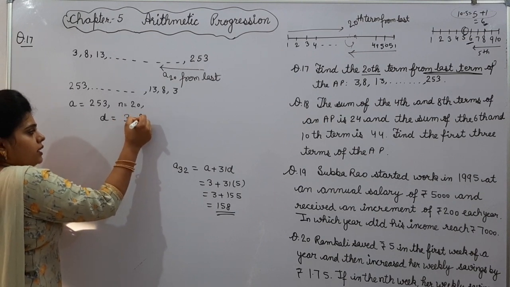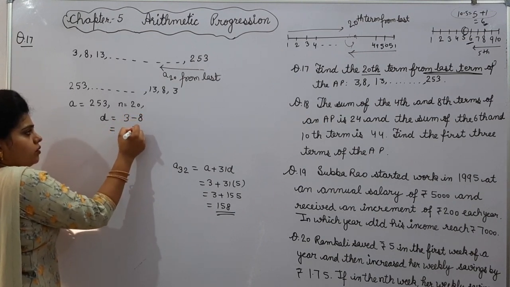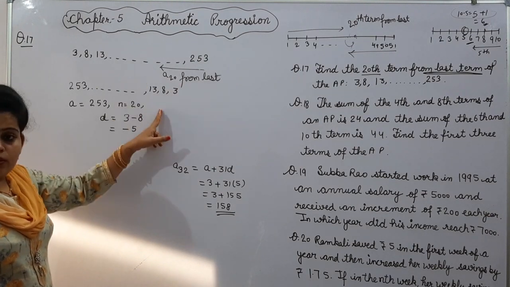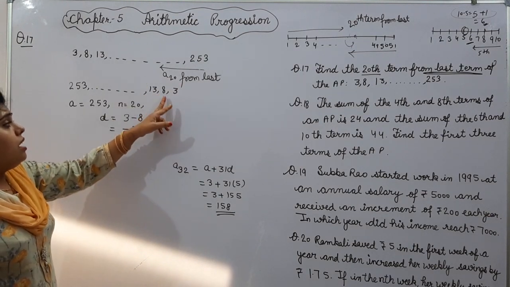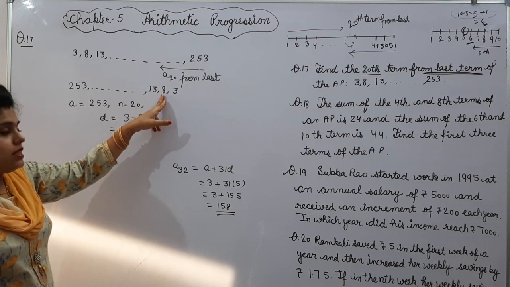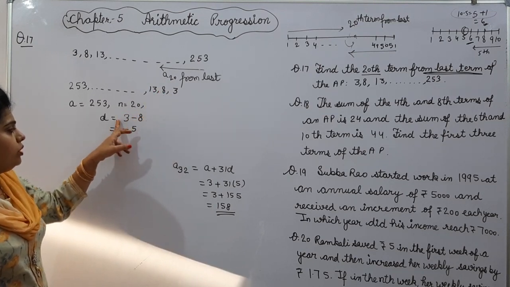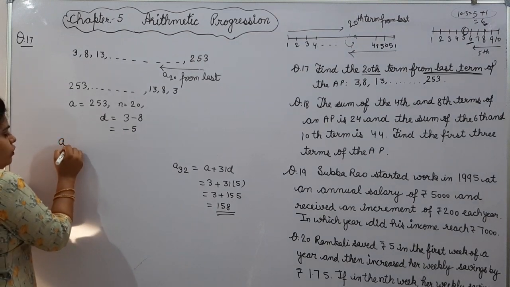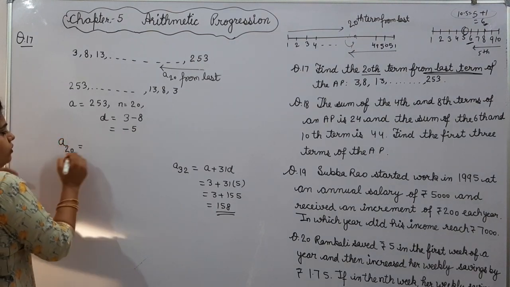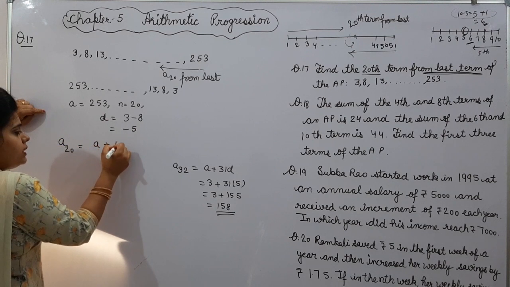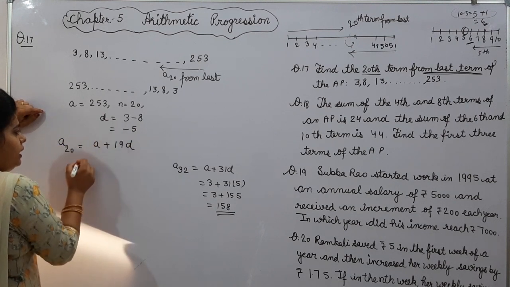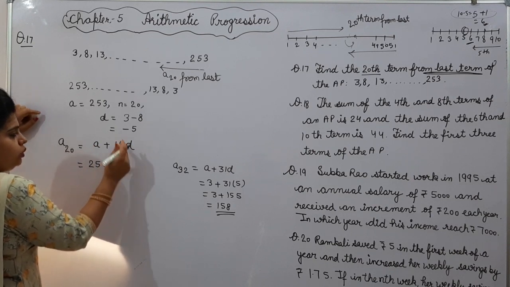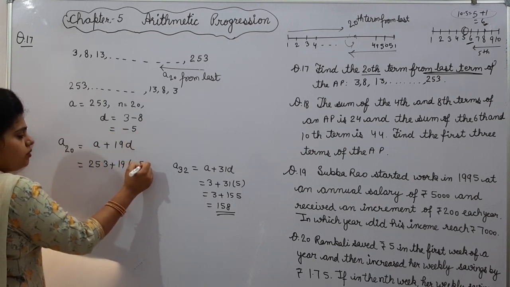3 minus 8. We will get minus 5. हम last term, next term में से ही previous term को subtract करते हैं, and in this our next term is 3 and previous term is 8. We can subtract this 8 from 3, and we will get minus 5. So here we have to find the value of A20. This A20 will equal A plus 19D, and A is 253 plus 19 into D, which is minus 5.